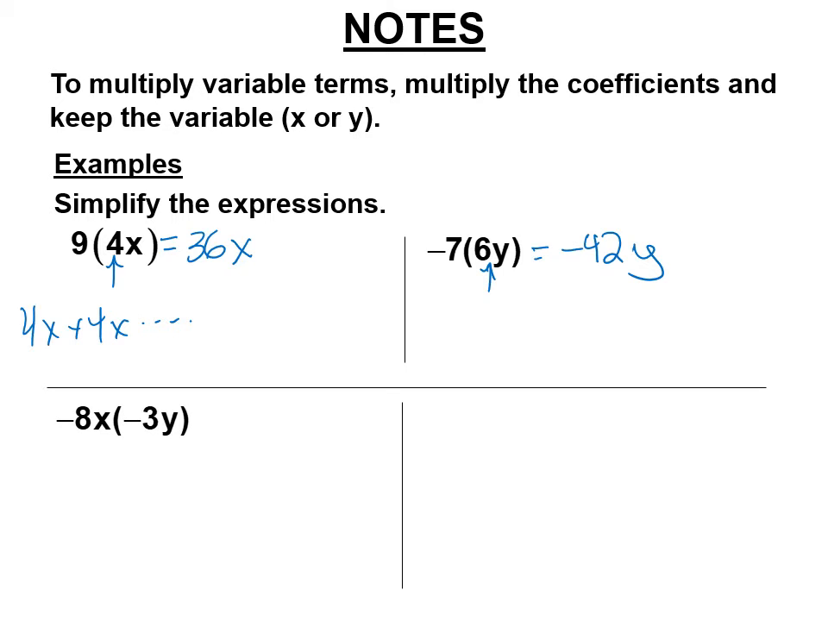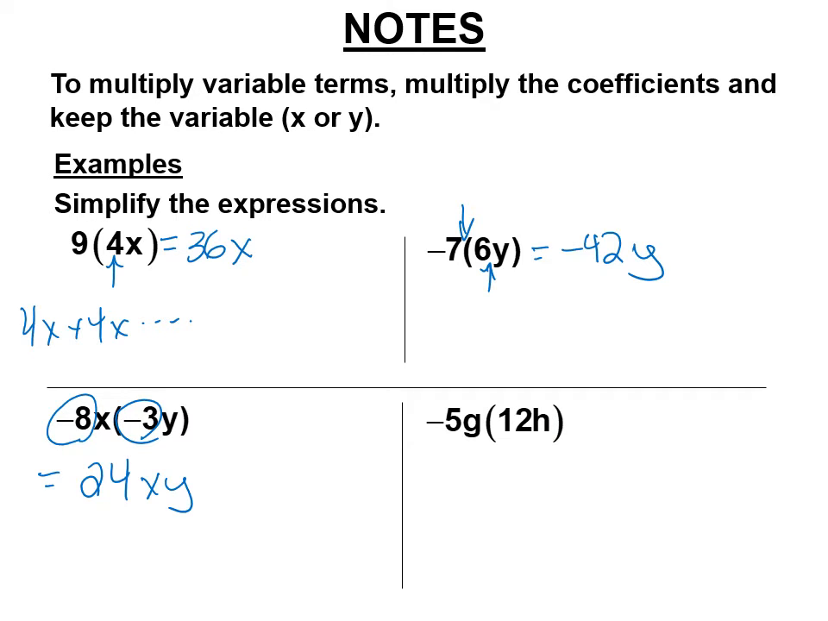Okay, so we have two coefficients here, negative 8 and negative 3, and we're going to multiply negative 8 times negative 3, which is 24, and we keep the letters x and y. So negative 8x times negative 3y is 24xy. That's how you say it: 24 times x times y. That's not the multiplication symbol. And we know this is multiplying because there's no operation. There's no adding, subtracting, or division there. It must be multiply.